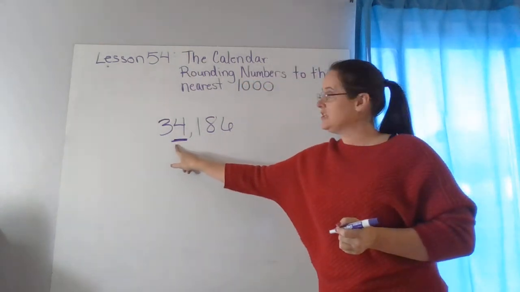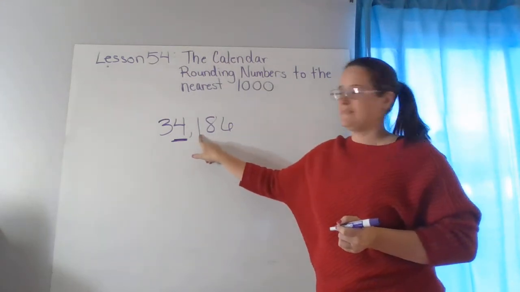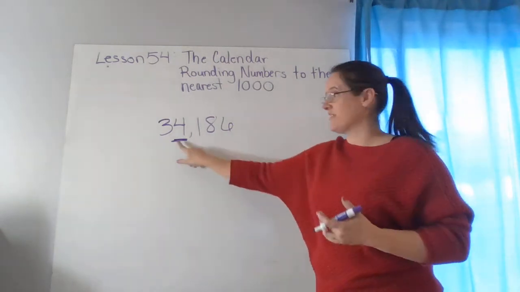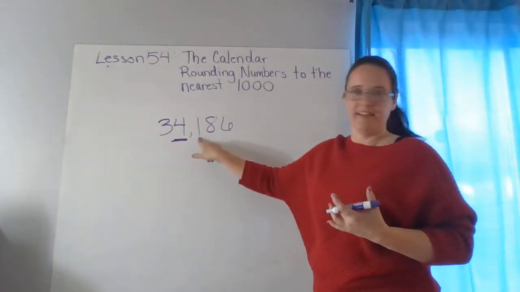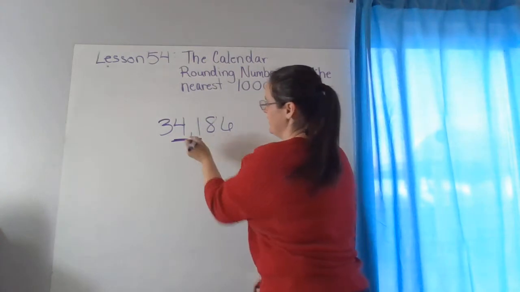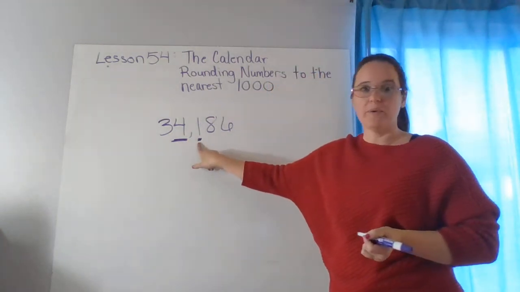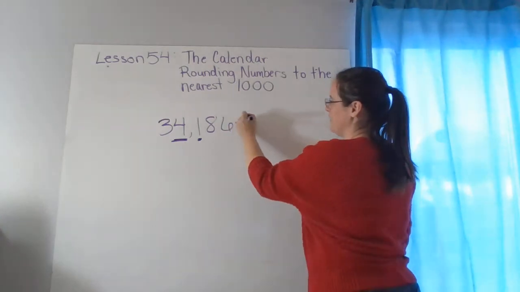So we want to look at the place value immediately after. The number to the right is what we're looking at. Okay, so we look here at the 1. This is less than 5, so we're going to round down.